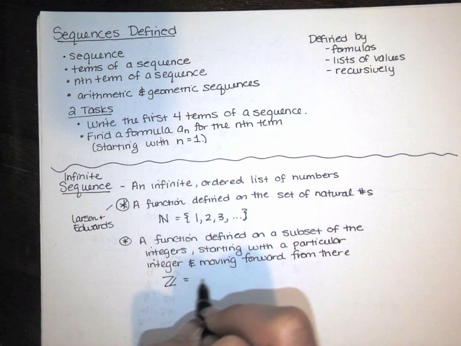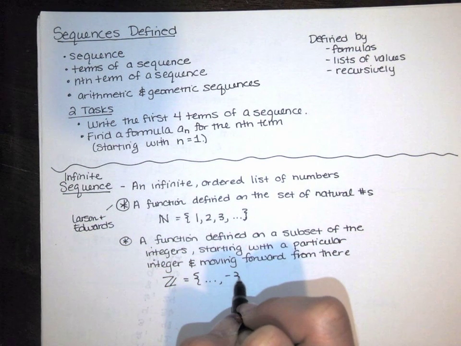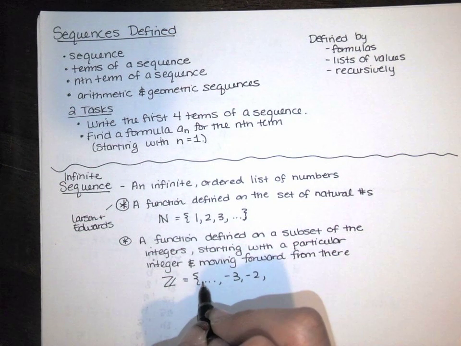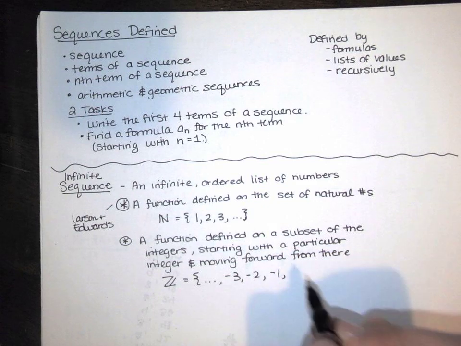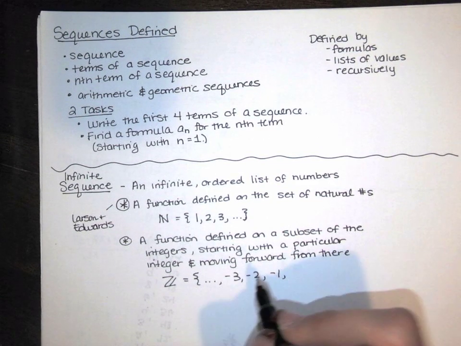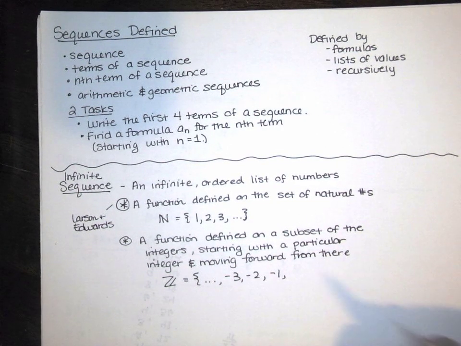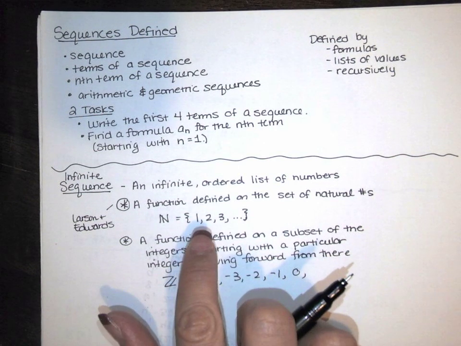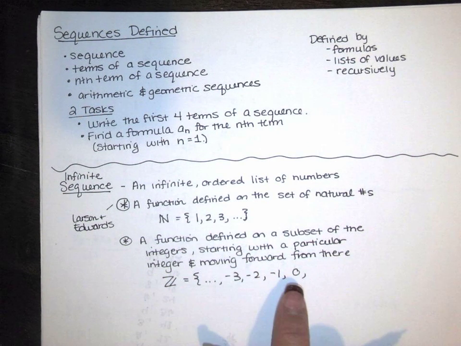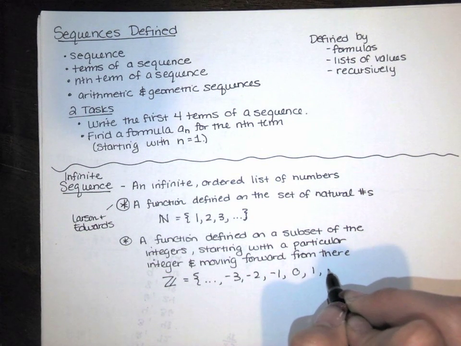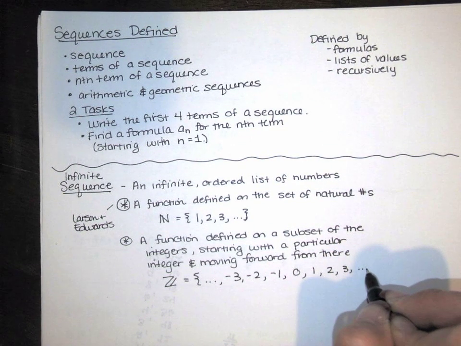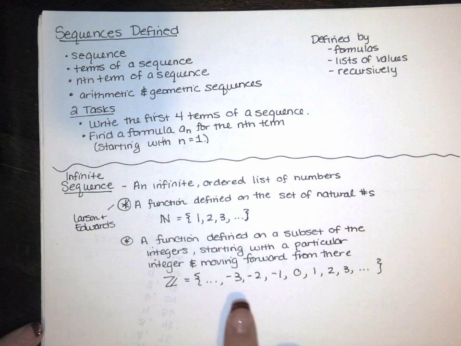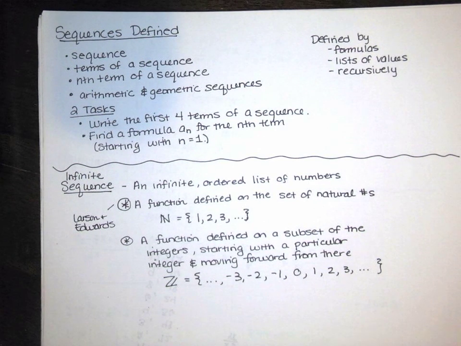And just for your notes, integers are represented by this Z with the double bars, and they go on forever in both directions. You get all the negative integers, zero, and then all of the positive integers, those are the natural numbers. So we'd start at maybe -3, and then we keep counting forward.